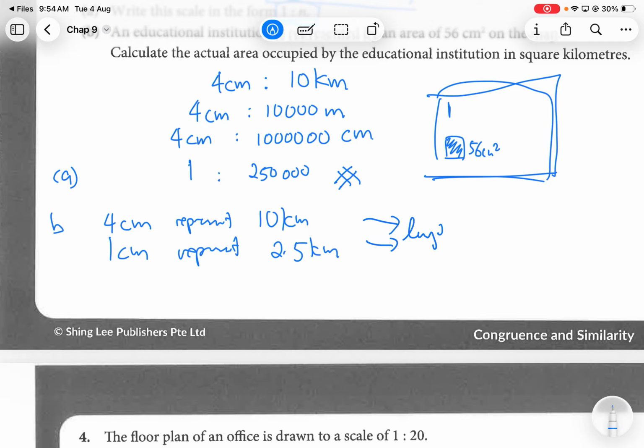Aryan just asked, can I use this 4 is to 10, 1 is to 2.5, 1 cm I just multiply by 56, then 2.5 I multiply by 56. Cannot, because this scale factor is for length. Then we are talking about area, which is why I show you just now.